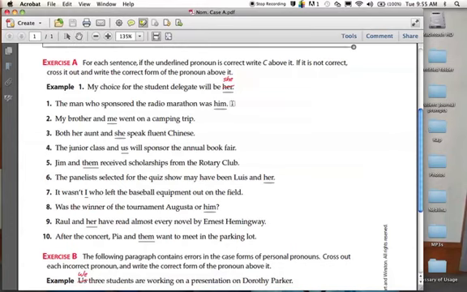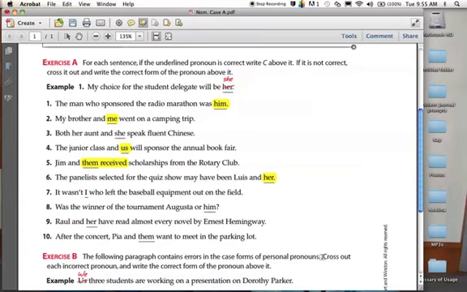All right, number one, him is incorrect because that's a predicate nominative. Man was him, so that should be he. Number two, me is incorrect. It's an objective case. We need to change that to I because it's the subject of went. She is correct because it's the subject of speak. The junior class and we, it's got to be we because it's the subject of will sponsor. Them is incorrect. It's got to be they because it's the subject of received. Her is incorrect because it's the predicate nominative of panelists.